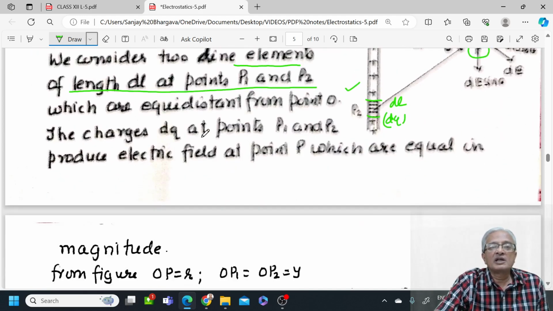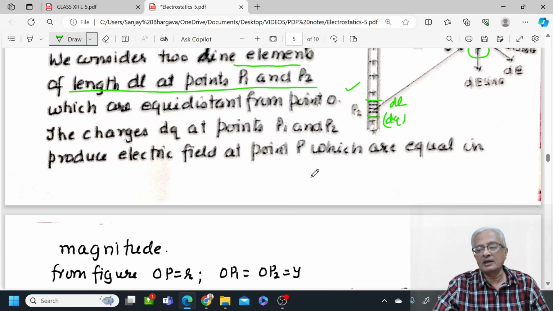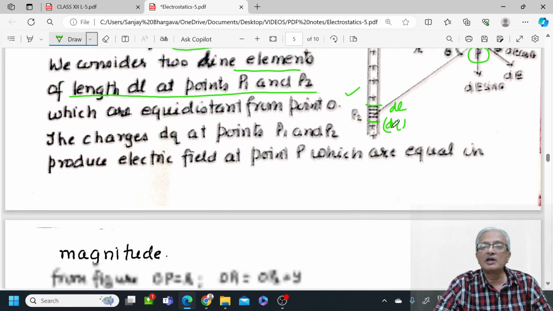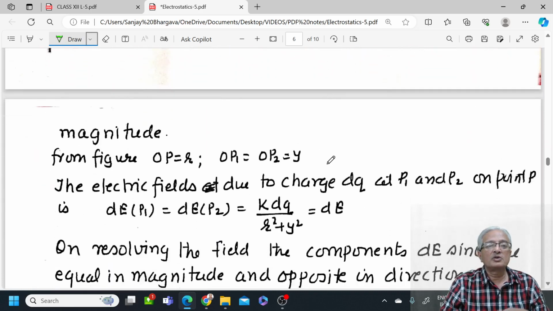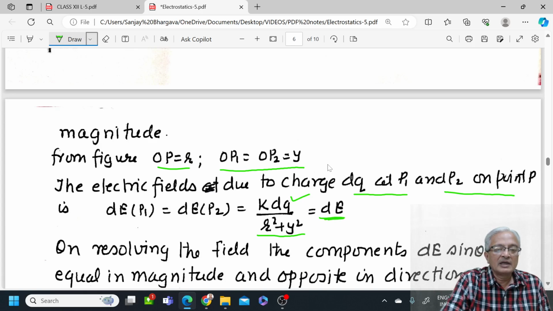So I can say the charges dq at the points P1 and P2 produce electric field at point P which are equal in magnitude. From the figure you can say the distance OP is equal to R. Similarly, the distances OP1 and OP2 are also equal. So let us say OP is equal to R, OP1 is equal to OP2 is equal to Y. The electric field due to charges dq at P1 and P2 on the point P would be given by K dq upon R square plus Y square. Since both the fields are equal, let them be called dE.